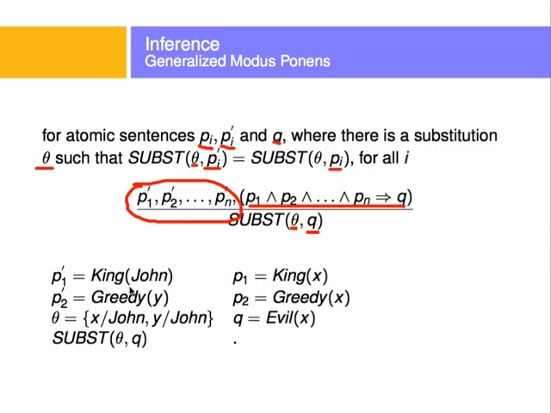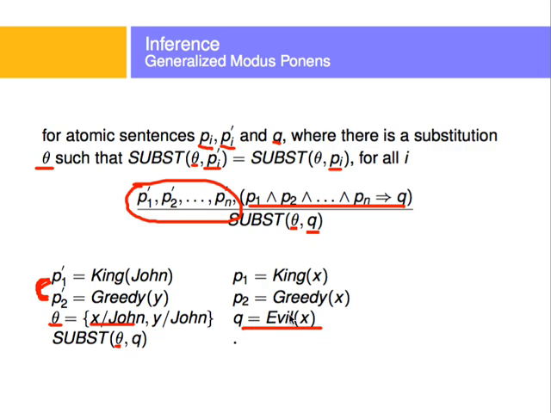For example, in this previous example, if we have king x and greedy x imply evil x, okay? King x and greedy x imply evil x, and we also have king John, greedy y, and a substitution x John, y John. This substitution, theta, satisfies both these premises at the same time, okay? Therefore, I can substitute theta in this conclusion. And what is x in my substitution? X is John, so I can say that John is evil.